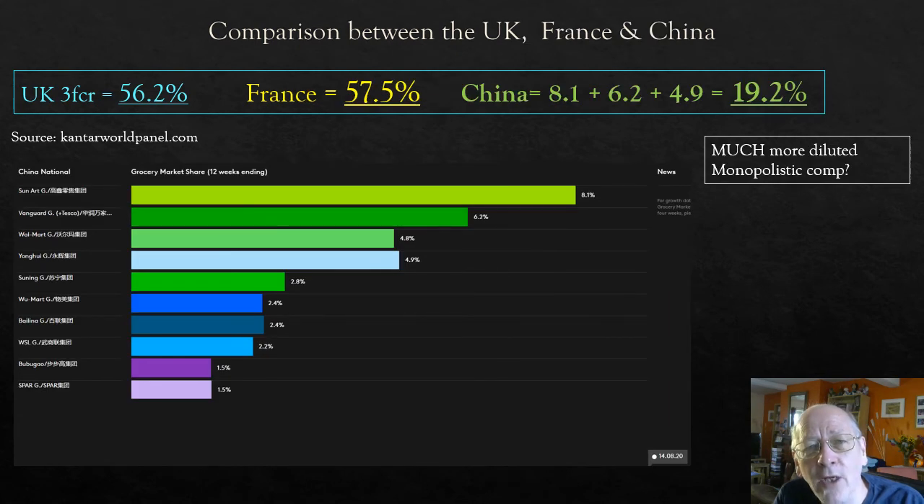So finally, we're going to compare concentration in Britain and France with China. Now, if you look in China, the three largest players have only got 8.1%, 6.2% and 4.9% of the market between them. So they've only got 19.2% of the market. So that's a much more diluted market, which would make it closer to monopolistic competition. You will see that a brand headed up by Walmart are there in fourth position on 4.8%. So they are trying to move into that market.